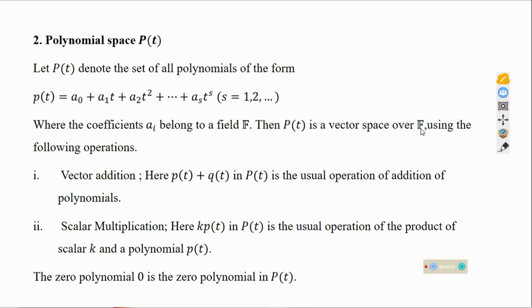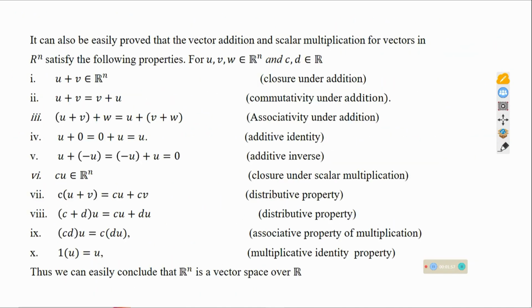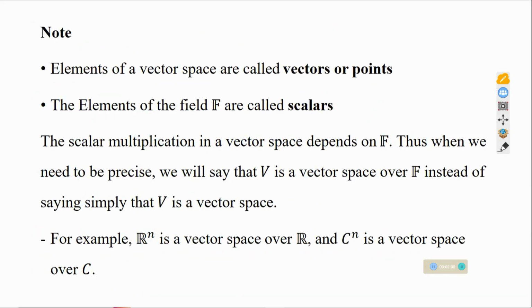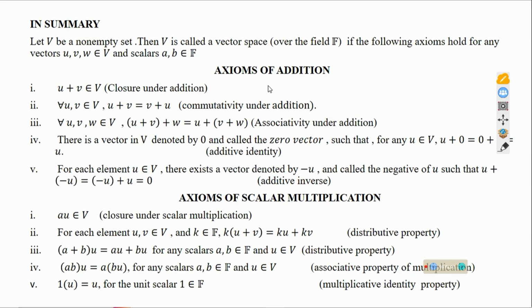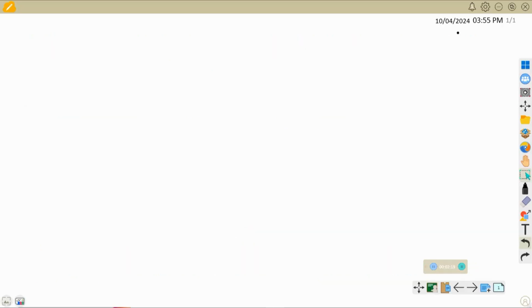So we have these axioms here that we need to prove. One is about closure under addition, then commutativity of addition. All these, we must show that they are satisfied. So let us look at basically how we can prove that.